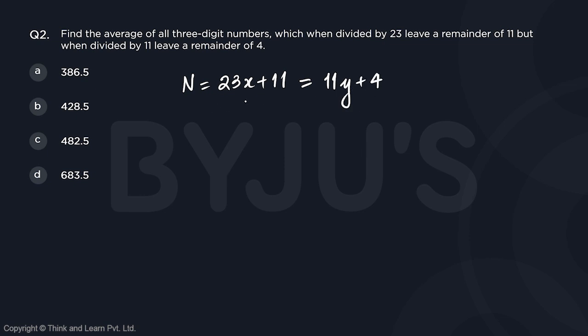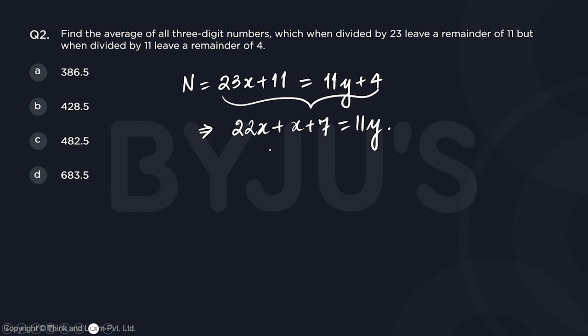So this is of the format dividend is equal to divisor into quotient plus remainder. Here x and y I have assumed them to be quotients. So we need to solve for the values of these. This can be rearranged as 22x plus x plus 7 is equal to 11y. Taking 4 to the other side such that 11 becomes 7, and breaking down 23x as a number in the table of 11, 22x. Why was this done?